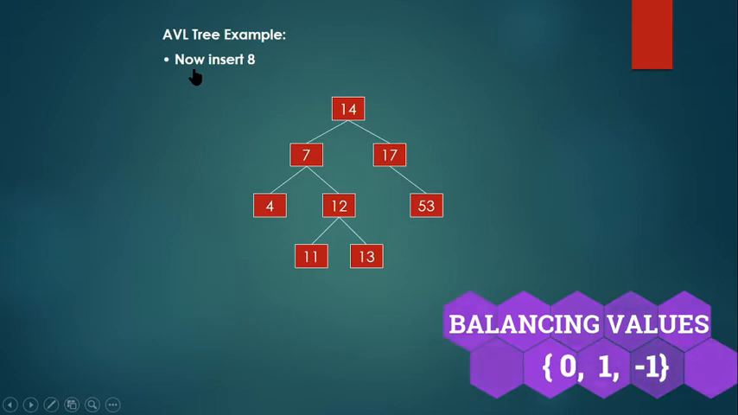Now one more element. Now insert 8. 8 is lesser than 14, greater than 7, lesser than 12, again lesser than 11. So it comes to the left side of 11. Now let's check the balance factor. For 11, 1 minus 0, 1. For 12, 2 minus 1, 1. For 7, 1 minus 3. Look for the deepest one. For 7, 1 minus 3. So we get minus 2, that is not a balanced one.